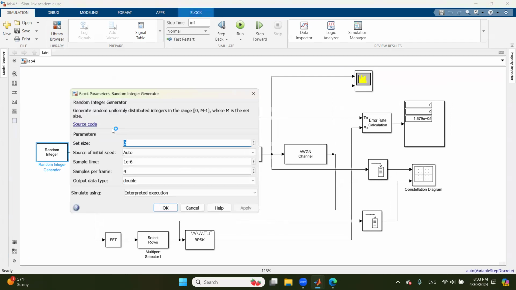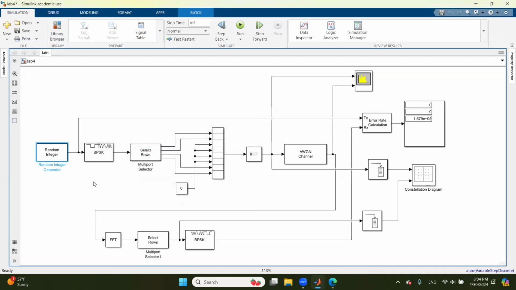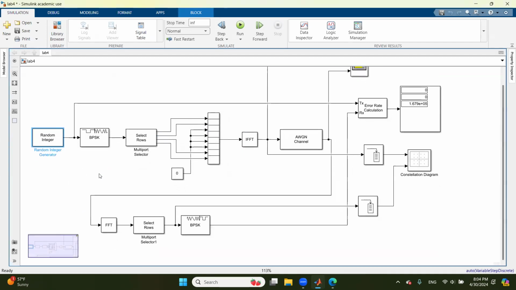And so this week I wanted to make it kind of short because I understand you guys are also looking at the LimeSDR concurrently, so I don't want to have this experiment take too long. So I've got this random integer generator with a set size of 2, right? So it's just generating zeros or 1s randomly. And I'm modulating that with this BPSK modulator.